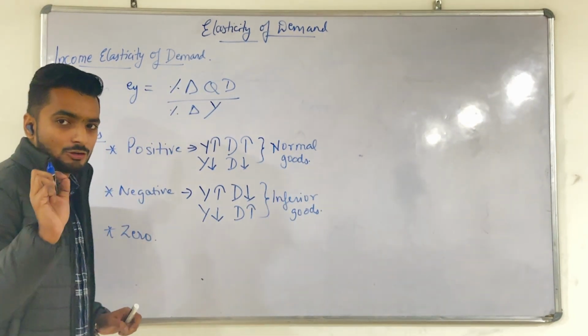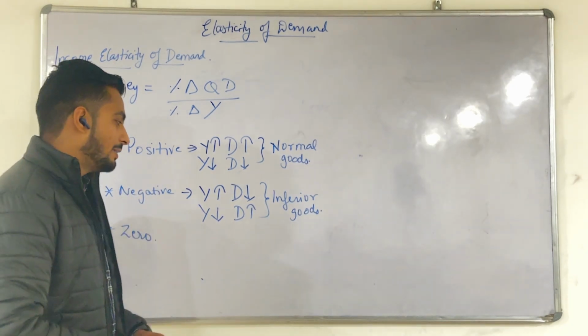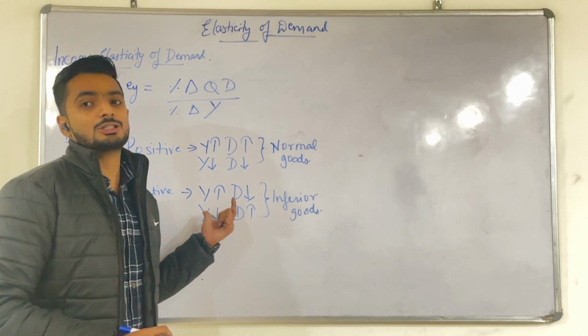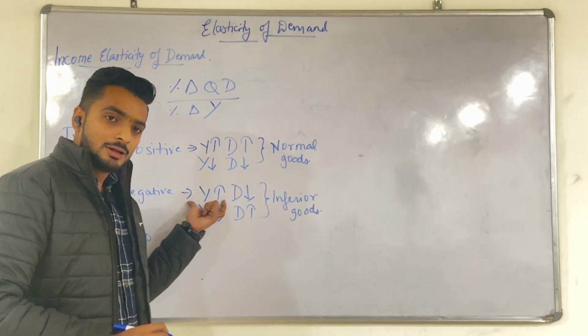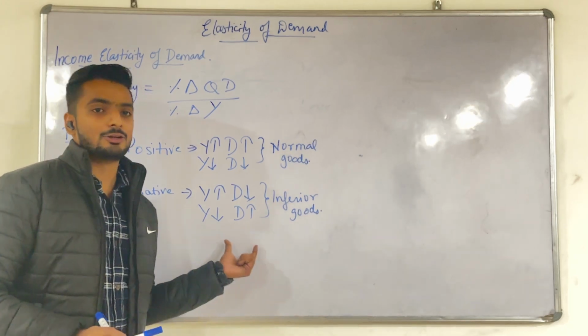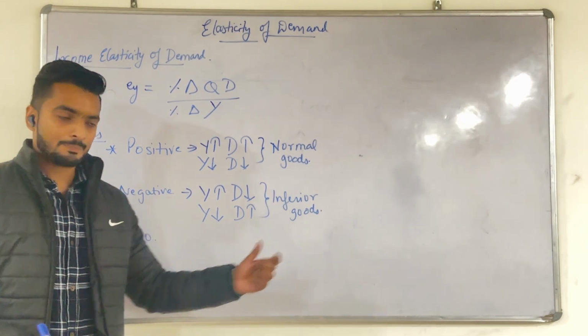Negative means income increases, demand falls; income falls, demand increases, which happens in the case of inferior goods. Now, what are inferior goods? Inferior goods are cheap quality goods, which you will demand when your income is less, and you will not demand if your income is more. So, if income is more, demand will be less for cheaper goods, and if income is less, you will demand more of cheaper goods. That is the case of inferior goods.